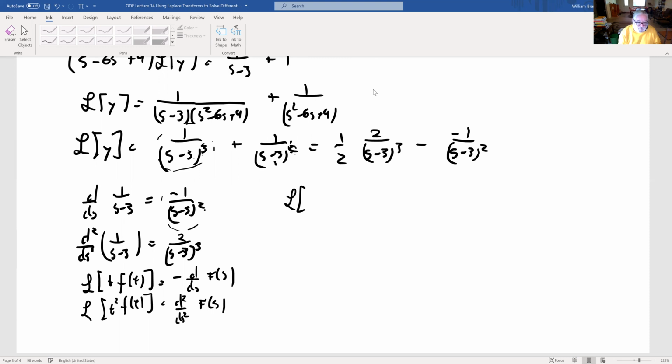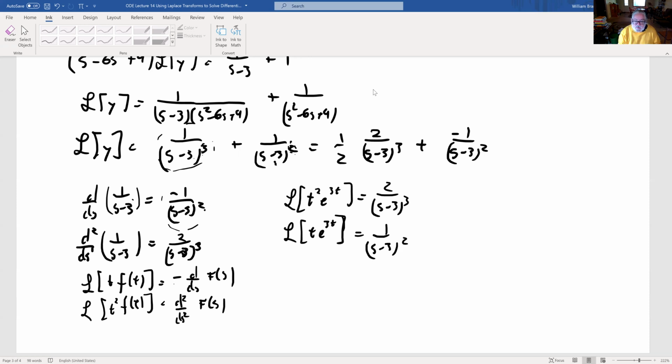Because the Laplace transform of e to the 3t is 1 over s minus 3. If I differentiate it, I get 1 over (s minus 3) squared, and differentiating again, 2 over (s minus 3) cubed. And the Laplace transform of t e to the 3t is minus the derivative of 1 over s minus 3, so it's 1 over (s minus 3) squared. So I didn't actually need these minus signs, so that's okay.